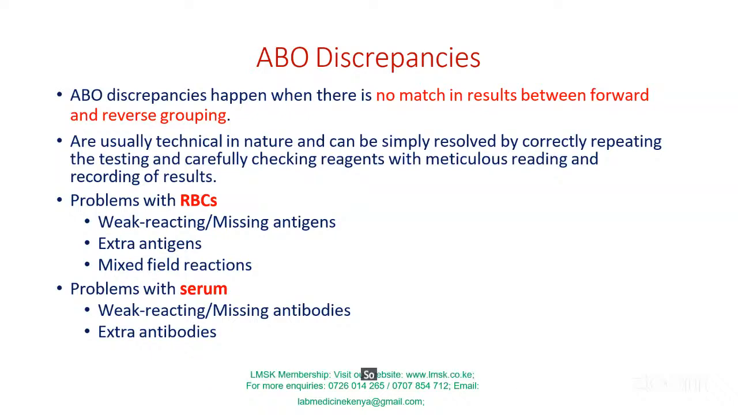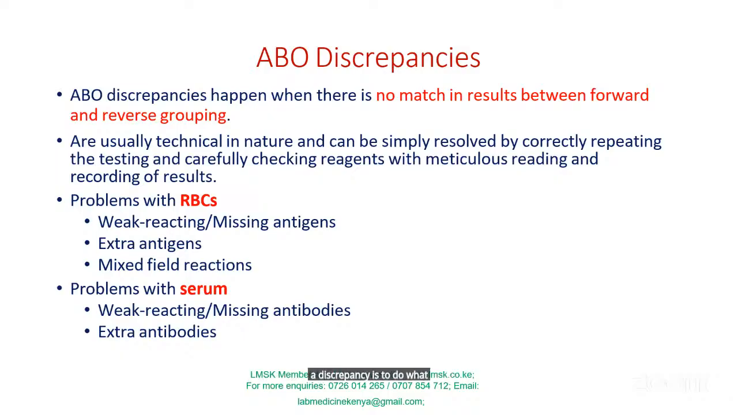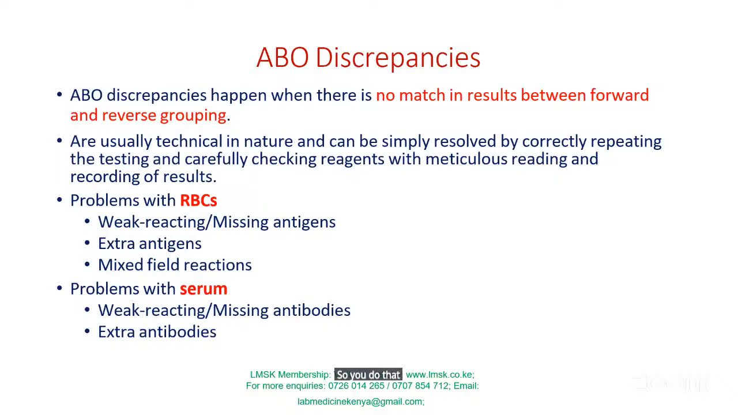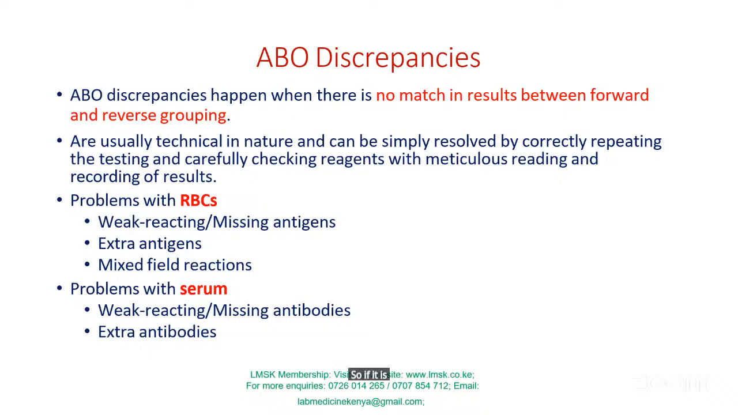So normally this could be technical in nature and can be simply resolved by correctly repeating the test. So we say that the first thing when you encounter a discrepancy is to do what? Is to carefully repeat the procedure so that you eliminate the possibility of technical errors. So you do that by carefully checking reagents with meticulous reading and recording of results. Problems that could be causing the discrepancy you are seeing could be associated with the RBCs. If it is linked to the RBCs, then weak reacting or missing antigen could be a possible reason.